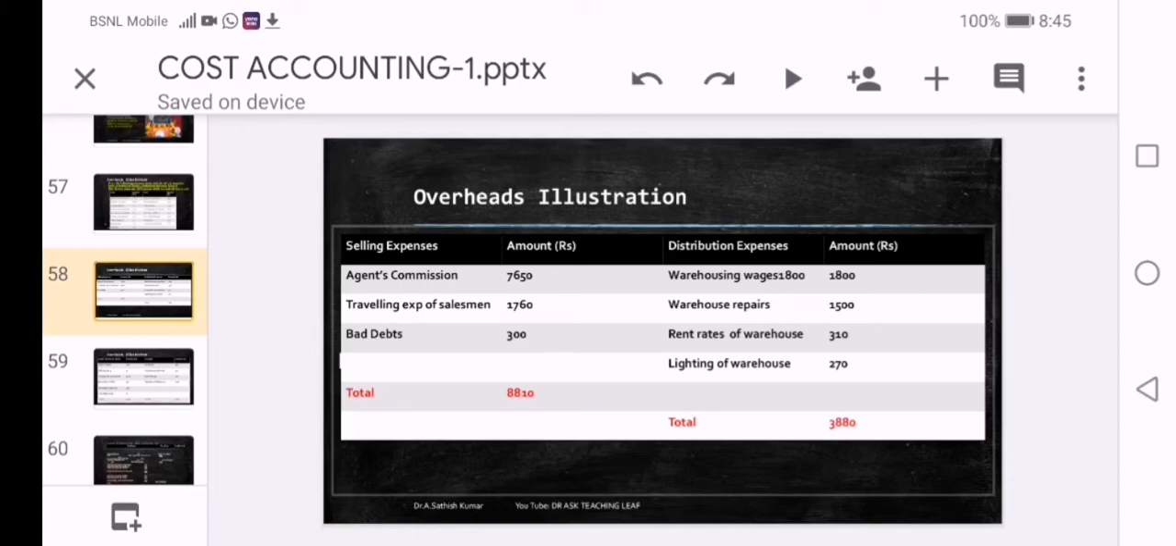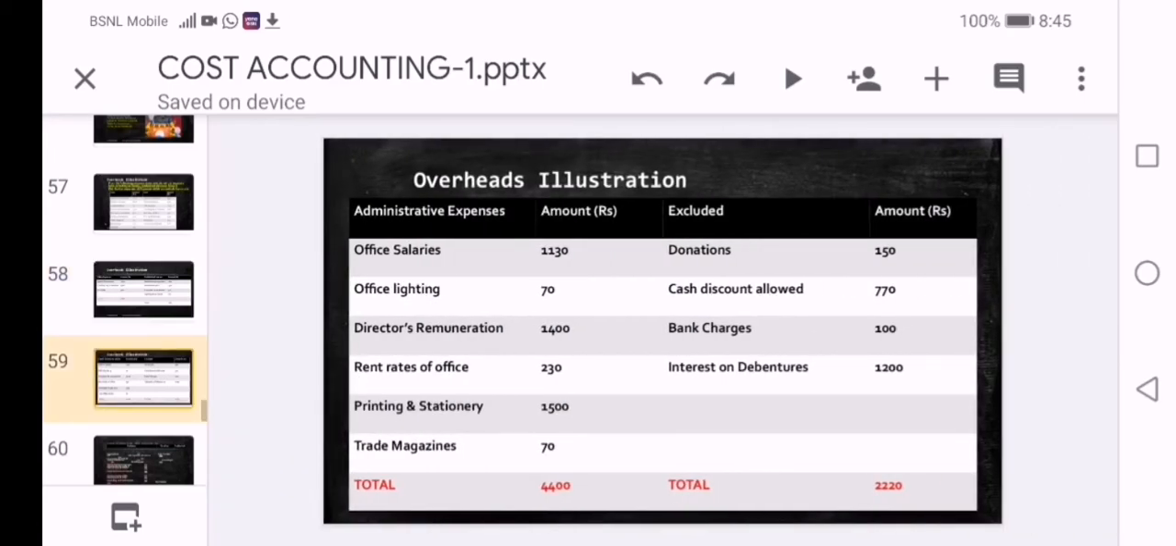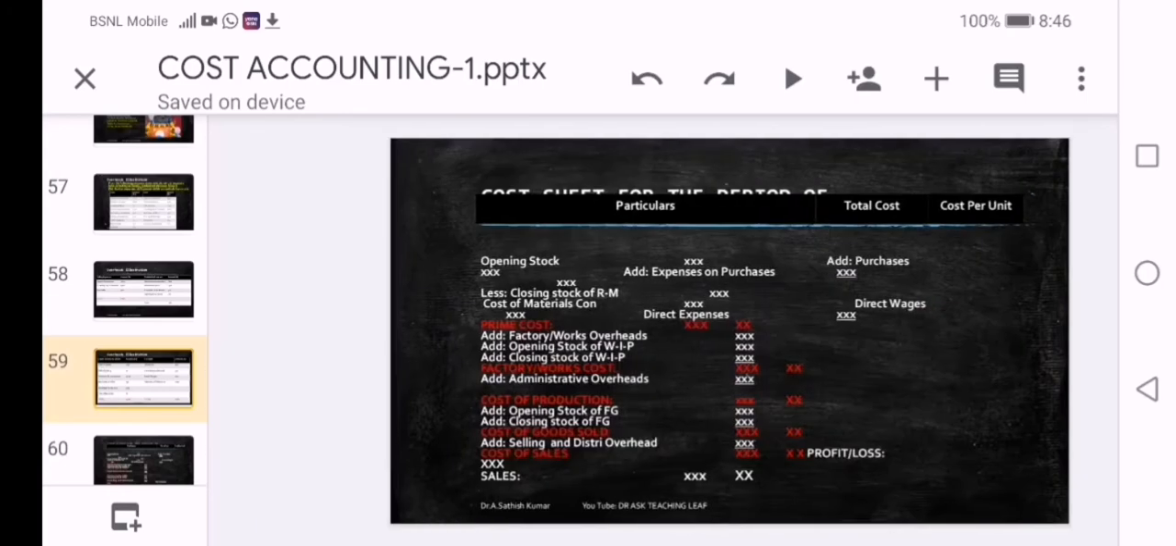After going through this process, take the total and show. In my presentation I have shown in red color total selling expenses 8810, total distribution expenses 3880. Similarly, administrative expenses total 4400. Excludable items in the overheads is 2220. This way you have to practice and identify the expenses for further understanding.